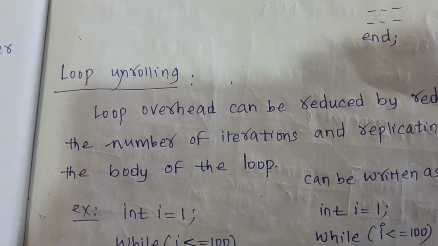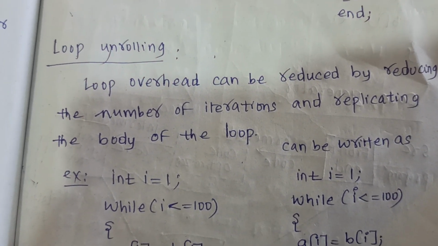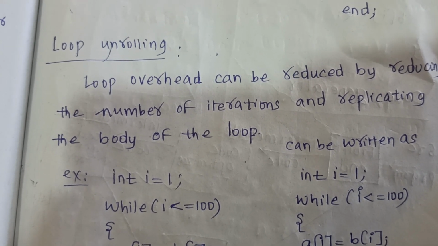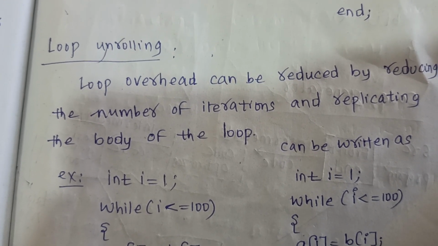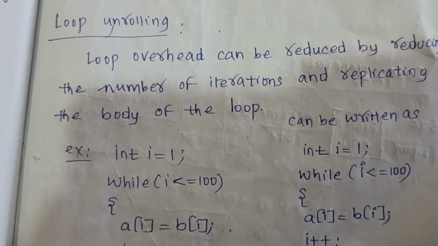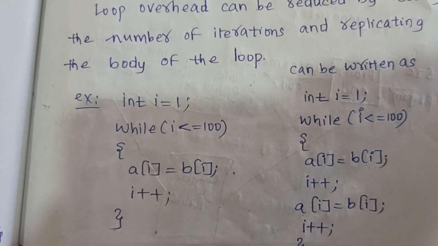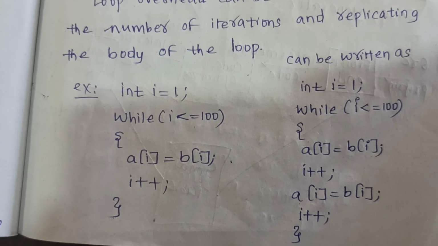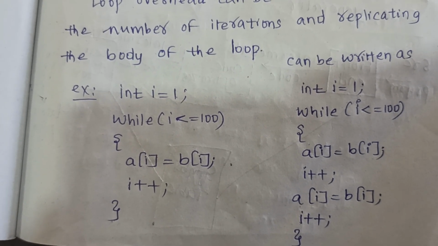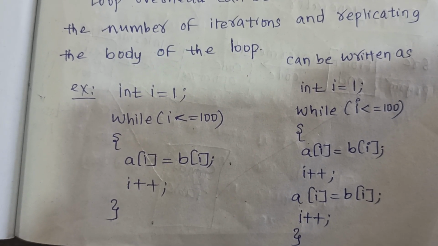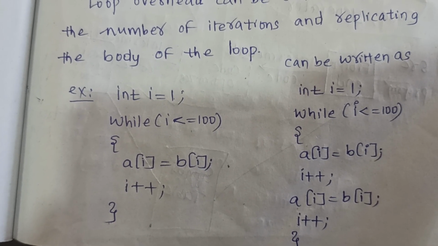And fourth one is loop unrolling. Loop overhead can be reduced by reducing the number of iterations and replicating the body of the loop. For example, here while loop a[i] = b[i] and increment i++. Here we will write the same statement 2 times so that it will be optimized.